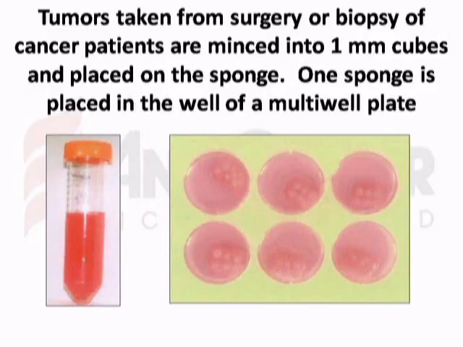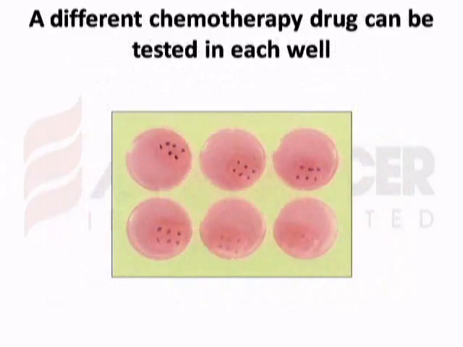Tumors are taken from surgery or biopsy of cancer patients and are minced into 1 millimeter cubes and placed on the sponge. One sponge is placed in the well of a multi-well plate. Each sponge has 6 tumor fragments placed on it. A different chemotherapy drug can be tested in each well where there is a sponge with 6 tumor fragments placed on the sponge.